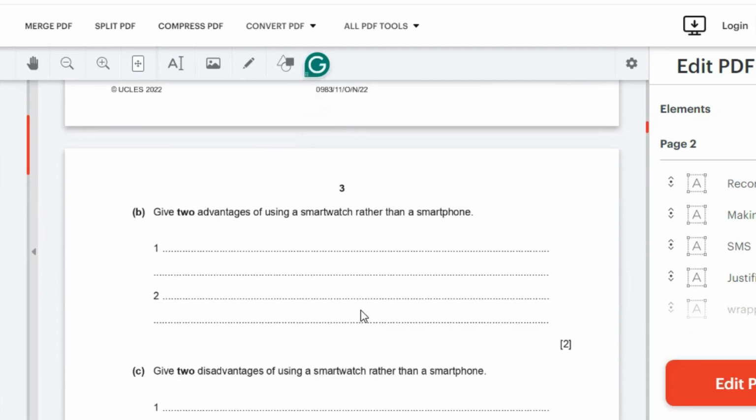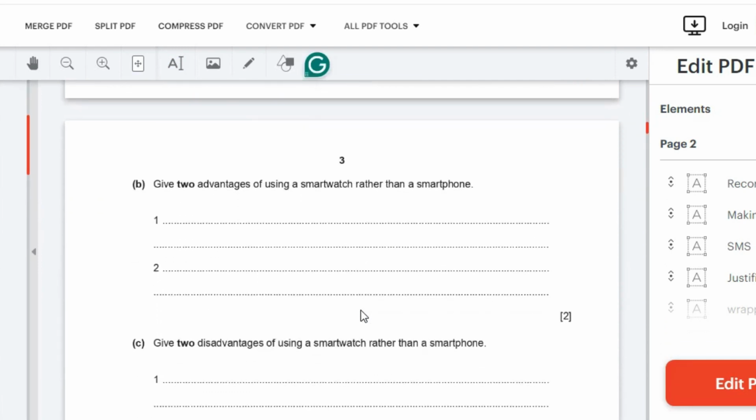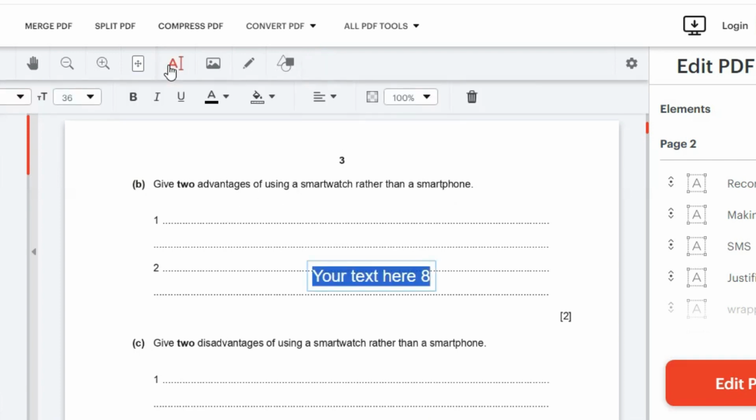So question 2B now says, give 2 advantages of using a smartwatch rather than a smartphone. One is smartwatches are more accessible or portable, as it is on the wrist.